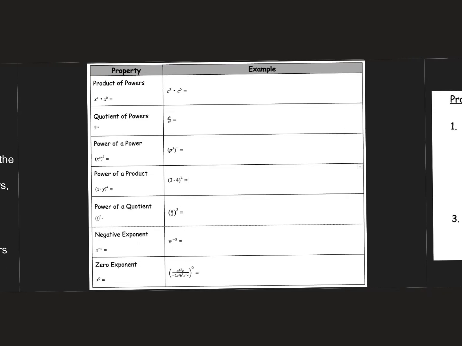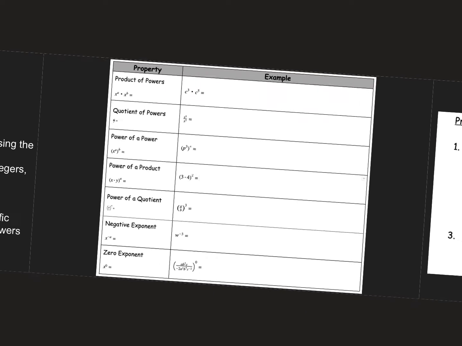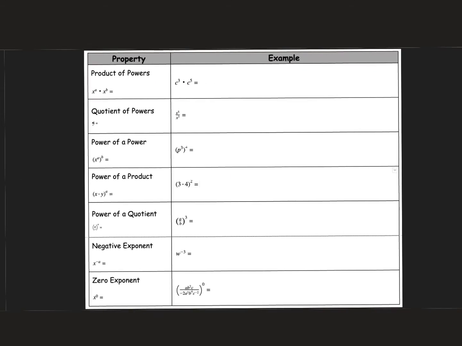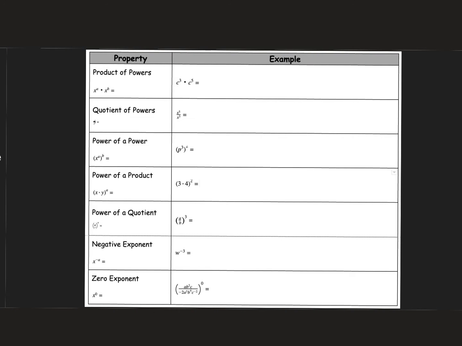All right, so to start us off, we're going to review here. Let me make this just a little bit bigger. All right, so these are the properties or laws of exponents. So we have the product of powers, the quotient of powers, power of a power, power of a product, power of a quotient, negative exponents, and zero exponent.